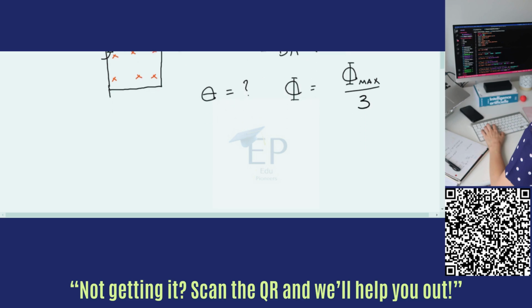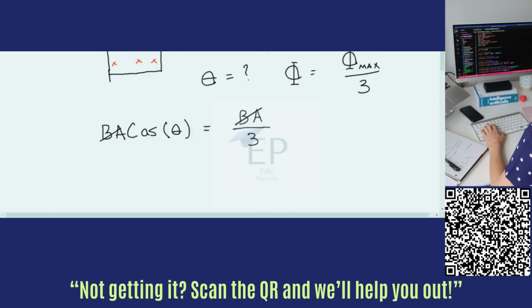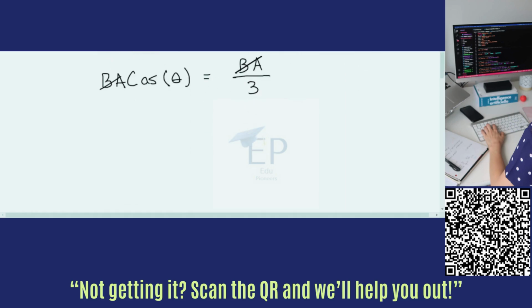So on the left-hand side, we're just plugging in the expression for the flux in general for our door, which is just going to be B times A times the cosine of the angle between the surface normal for the door and the magnetic field. And on the right-hand side, the maximum flux is just B times A, and we're dividing that by 3. So we have a B times A on both sides here. Cancel those out. And we're just left with the cosine of theta equals 1/3.